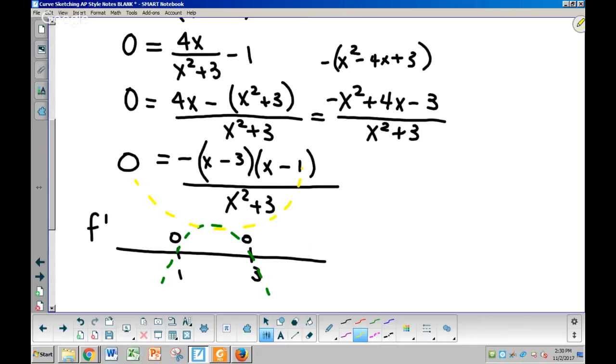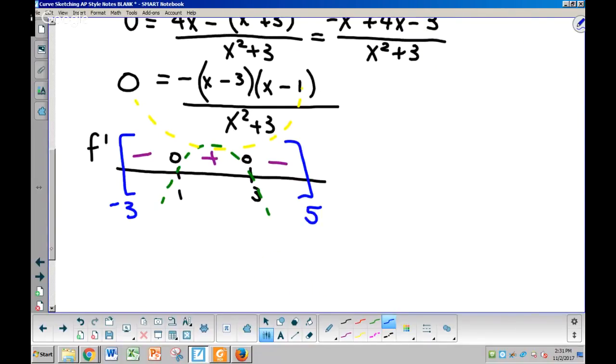Now let's do the sign chart. What do we get? Negative, positive, negative. Now I need to find some extrema, but I also have to remember that I had some endpoints. They were negative 3 and 5, so I'm going to put those on my sign chart. If I do the slope analysis, we've got a negative slope to a 0 slope to a positive slope. That's a minimum. Then we have a positive slope to a 0 slope to a negative slope, which makes it a maximum. So we're going to do our chart.